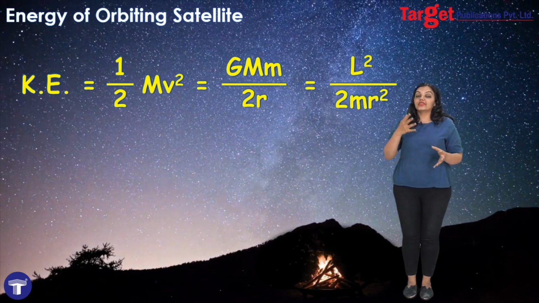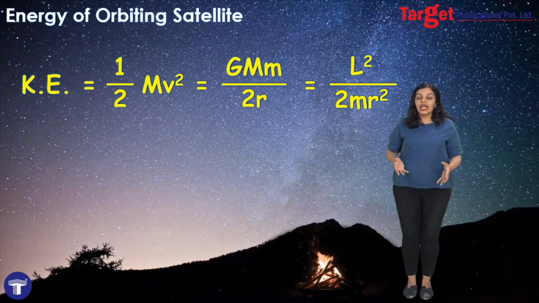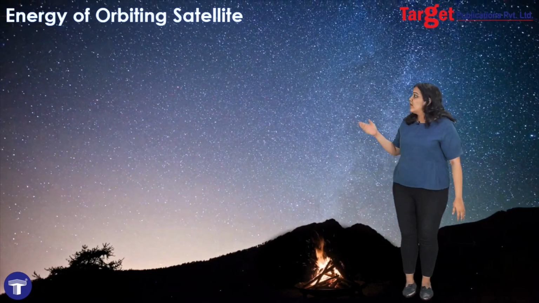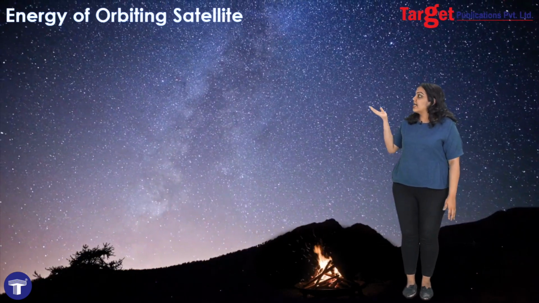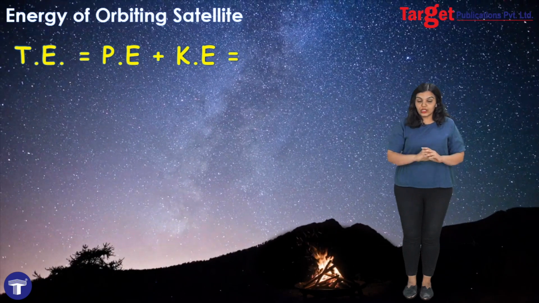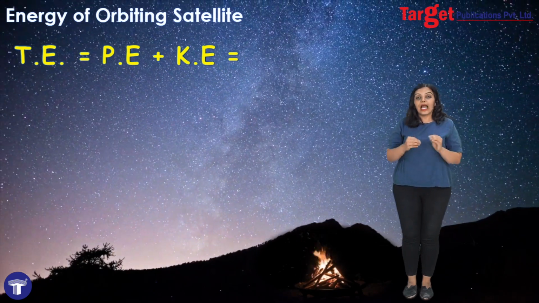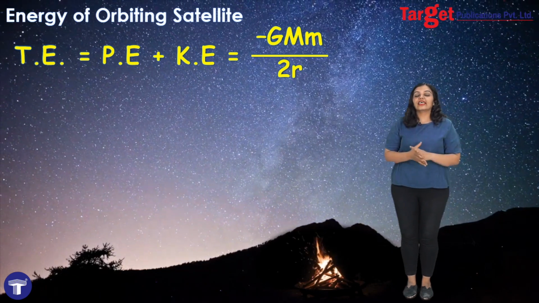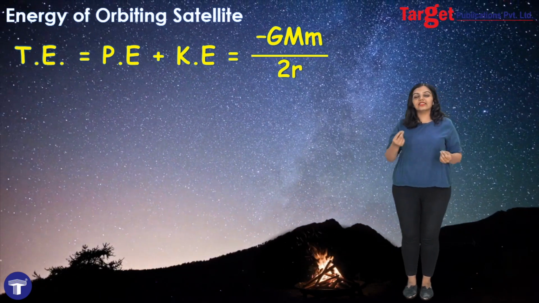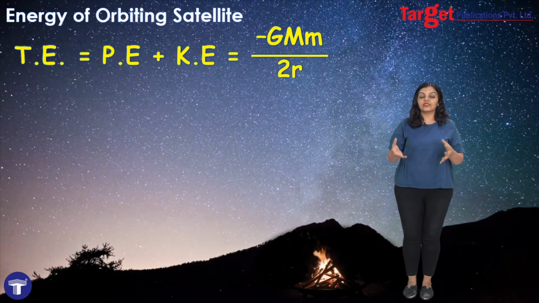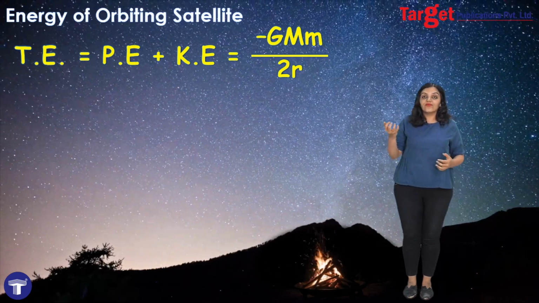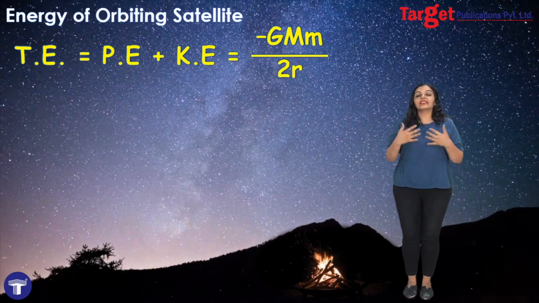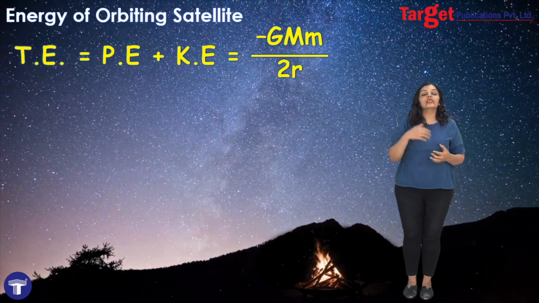Finally, now that I know the potential energy and the kinetic energy, I can write down what is known as the total energy of the orbiting satellite. If I simply add the terms of potential energy and kinetic energy, I get the total energy of the satellite, that is minus GMm upon 2r. See that the total energy of the satellite comes out to be negative. This negative sign tells us that the satellite is attracted towards the earth, that there is an attractive force acting on this object. In fact, this is one of the ways we understand whether an object will orbit the earth or not.